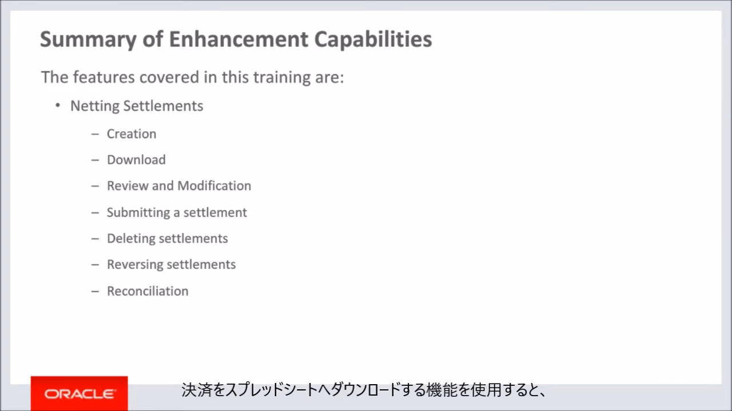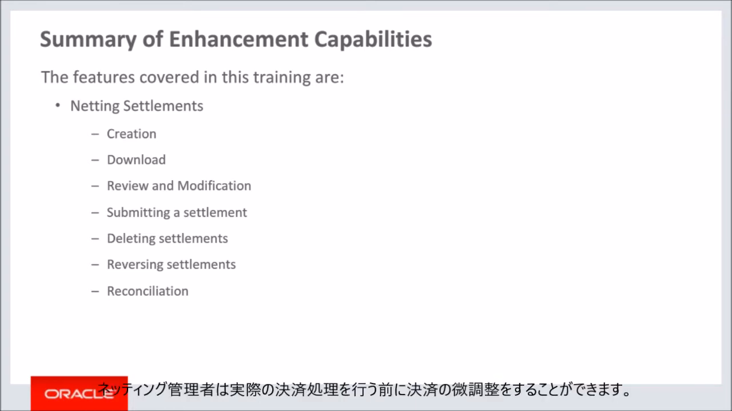The Download Settlement to Spreadsheet feature allows the netting manager to fine-tune the settlement before the settlement actually takes place. Invoices and transactions can be prioritized, removed, and added during this step. Once the netting manager has reviewed the details, the settlement can be submitted.